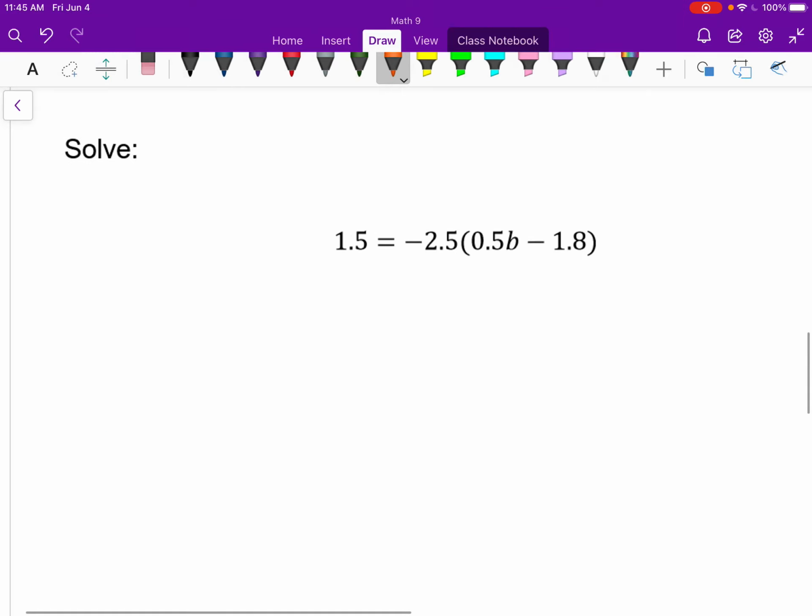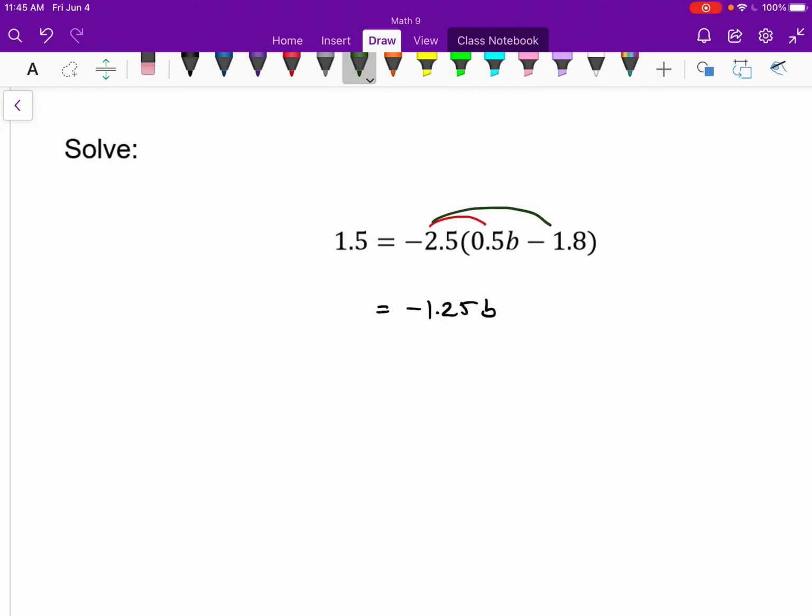So for this one equation, I'm going to solve it any way I wish. And so really my two options are I could divide both sides by -2.5, and that'll cancel out right away. Or I could distribute the -2.5. I'm going to distribute the -2.5. And so if I go -2.5 times 0.5, that's 1.25. So sorry, -1.25. So it's -1.25b.